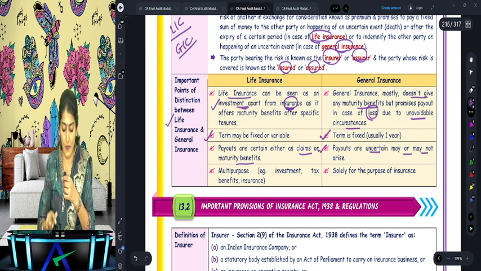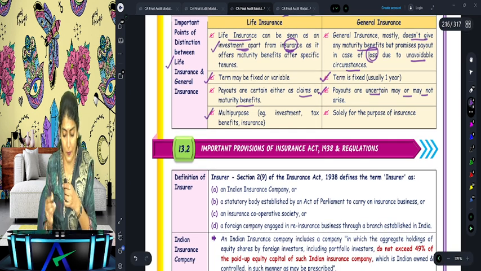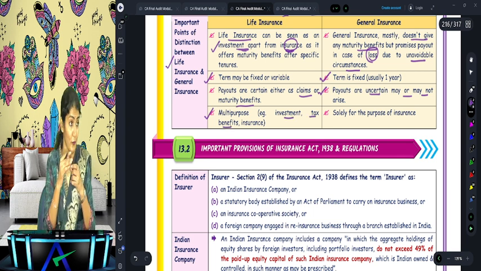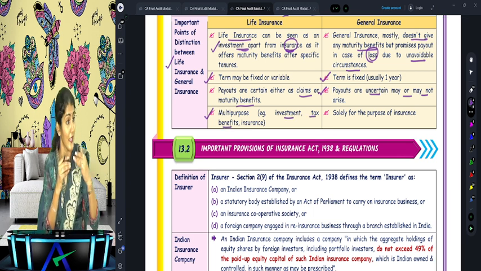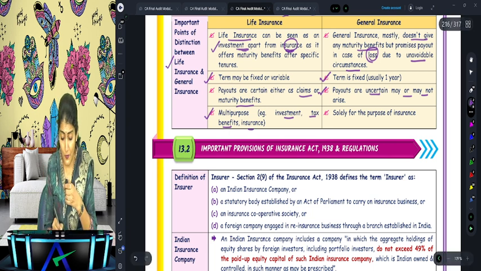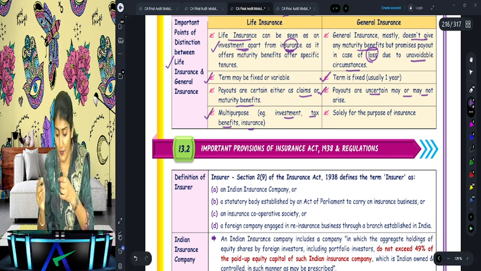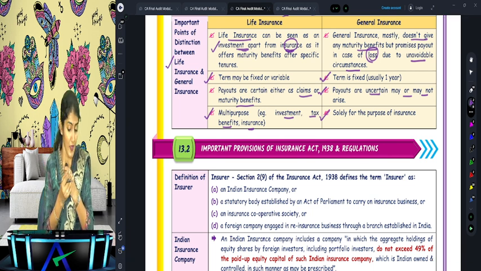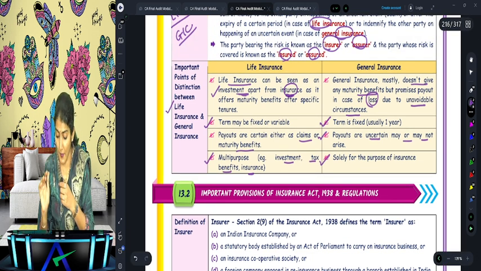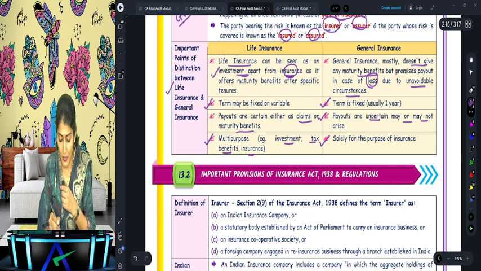And then what does it say? Life insurance is multi-purpose. That is, it is done for investment purposes also. It is done for tax benefits also, because you get a deduction under the income tax law, right? And then also the insurance, right? Whereas for general insurance, what is the sole purpose over there? Only the insurance, right? Only the insurance. Okay, right. So what does it say? Life insurance can be seen as investment plus insurance, whereas this is only the insurance.